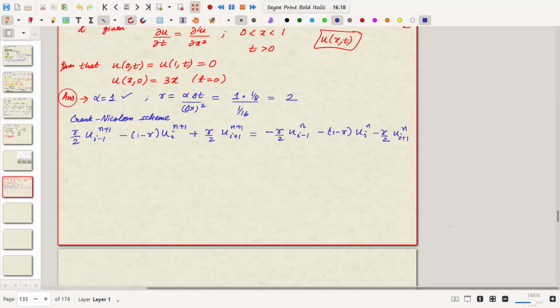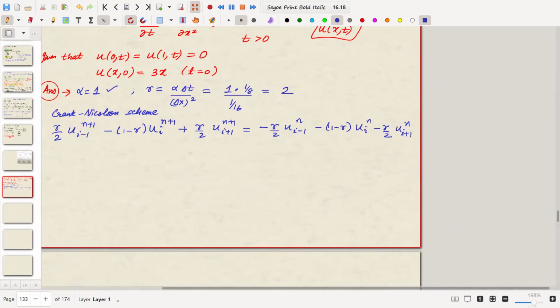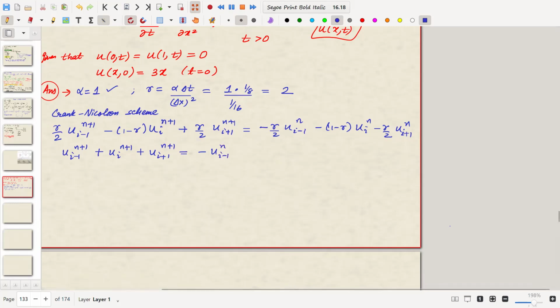Yes. So can we use this? Can we use this? So put r equal to 2. Let's see what you get. u(i-1, n+1), okay, minus of minus 1, that is plus, no? You should check if I am doing everything correct. Okay, sorry. Plus u(i+1, n+1), no? Equal to minus u(i-1, n) minus u(i, n). Yes.